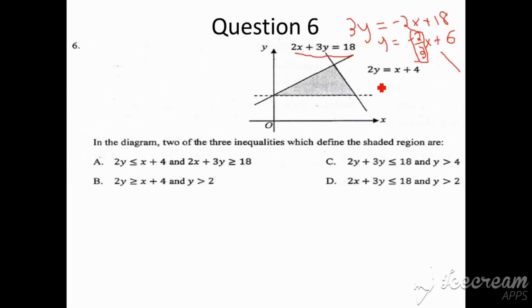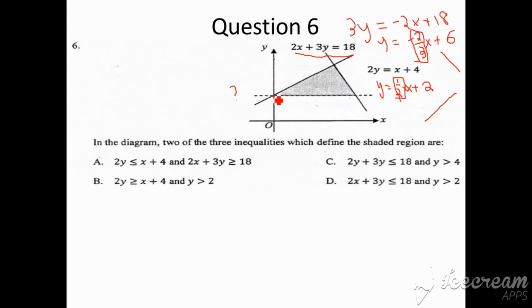Okay, for this one, divided by 2, you have y equals half x plus 2. The gradient is 1 over 2. This is a positive gradient. Positive gradient means the line is going up. So the equation of this line is 2y equals x plus 4. Now we have to find the equation for this dotted line.